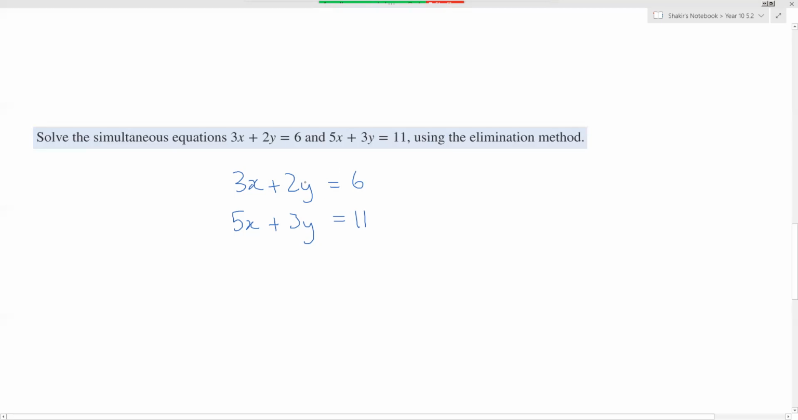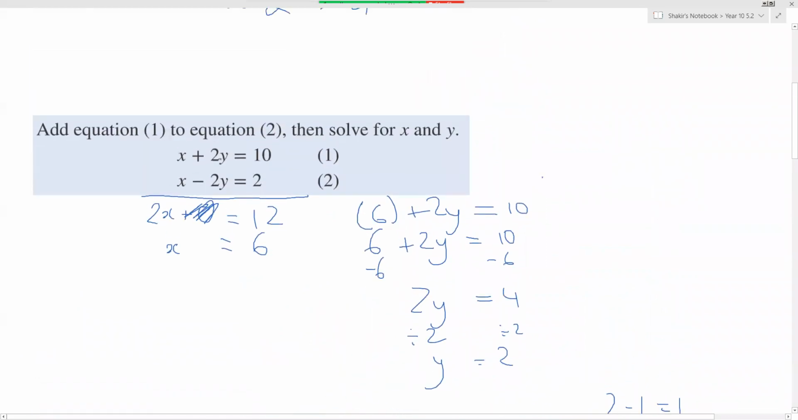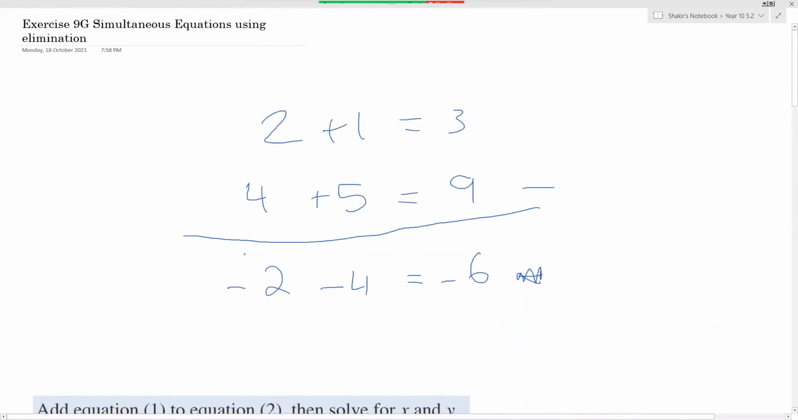Now over here, I can't really subtract anything. See, the idea is when we add or subtract in the method that we're doing today, you want to get rid of a letter. So over here, when you had this, I subtracted because I knew y minus y would give me 0. In this question, I knew if I added 2y plus negative 2y, I know it's going to be 0 and the y will disappear. That's why I added them. I could have chosen to subtract because then I know the x's would have disappeared. So it's up to you, really, what you want to do.